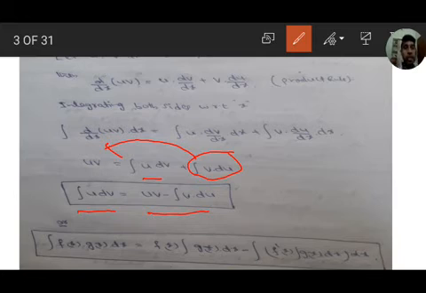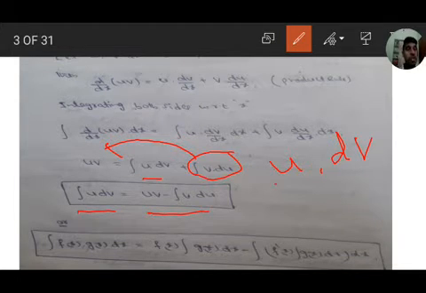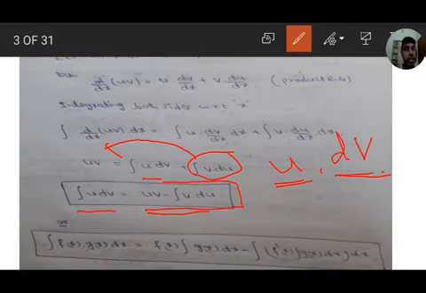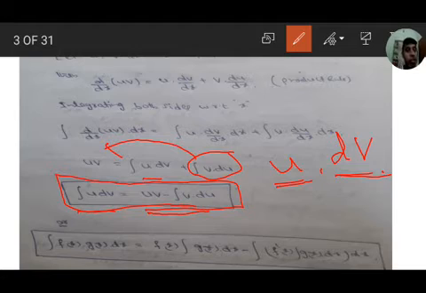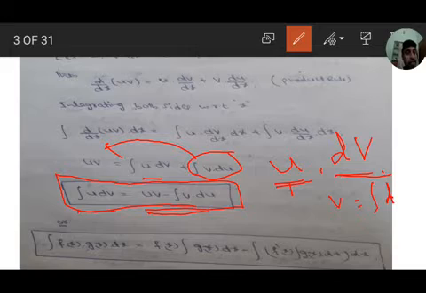This is for the product of two functions. Integration of u into dv equals uv minus integration of v into du, where u is the first function and dv is the second function. If a product of two functions is there, first we take the first function as u and the second function as dv, then its integration formula is uv minus integration of v into du. U means as it is, and v means the integration of dv. Integration of dv we get v, and the derivative of u we get du.